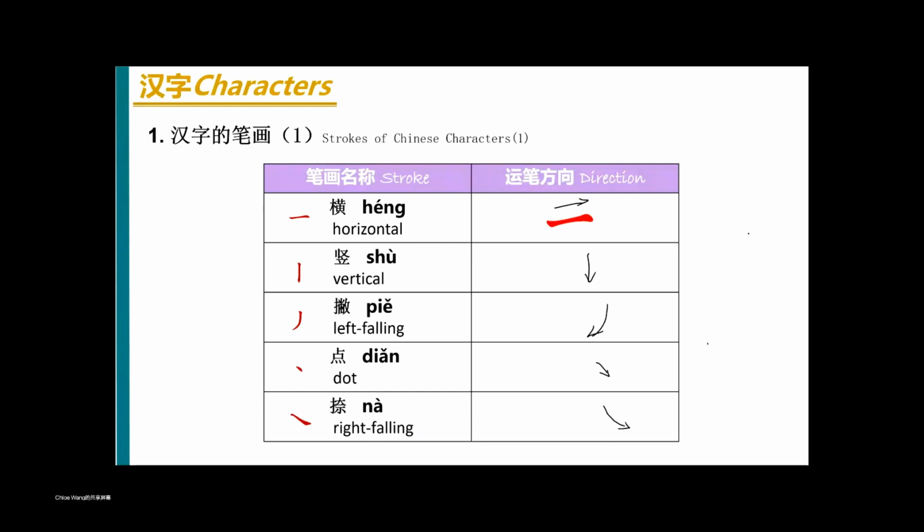And the second one is 竖. Just the same as 横, but the direction is not the same. So 竖 means a vertical line. And it is written like this. Once again, 竖. The direction of 竖 is from the top to the bottom.